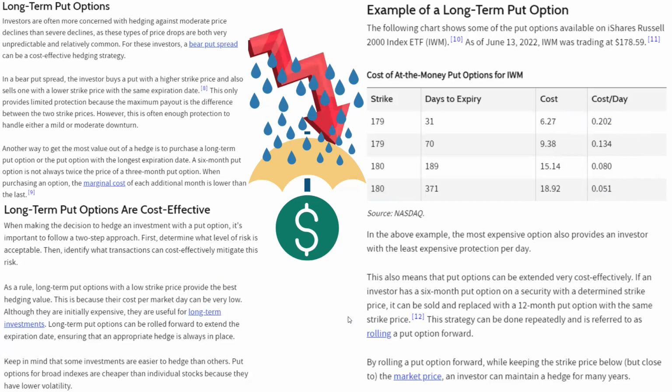If an investor has a 6-month put option on a security with a determined strike price, it can be sold and replaced with a 12-month put option with the same strike price. This strategy can be done repeatedly and is referred to as rolling a put option forward. By rolling a put option forward while keeping the strike price below but close to the market price, an investor can maintain a hedge for many years. And that's something that a lot of institutions do. That's actually where the name hedge funds comes from, because initially these people were hedging their portfolios, and a lot of times they were using option contracts to do so.